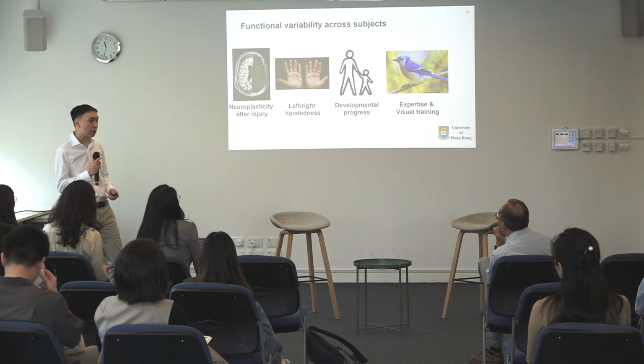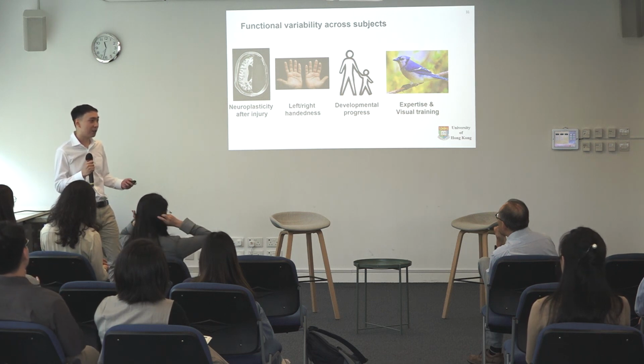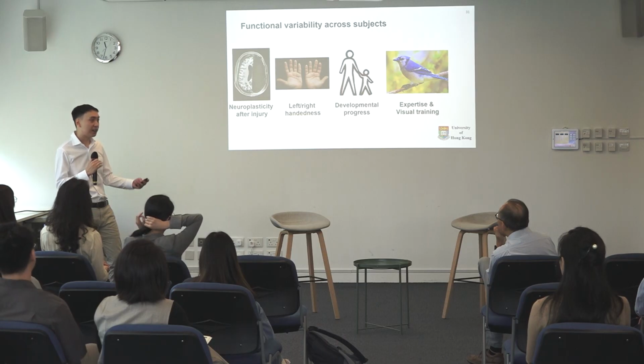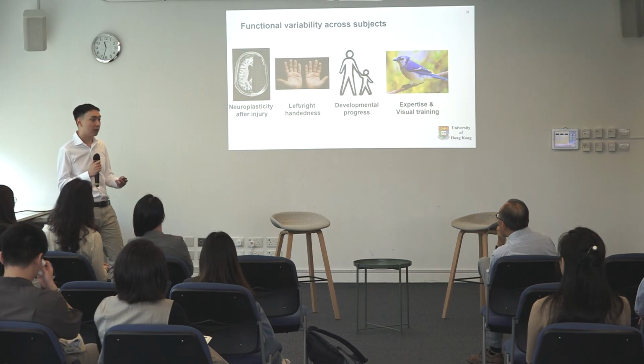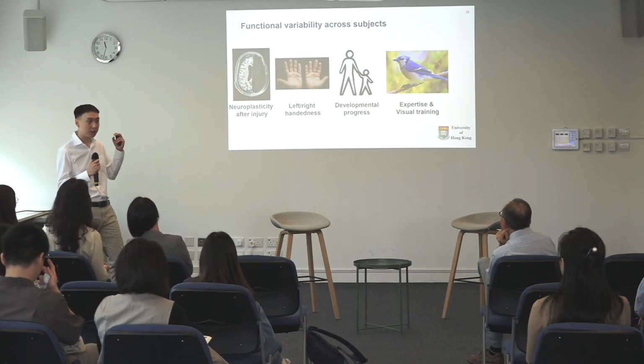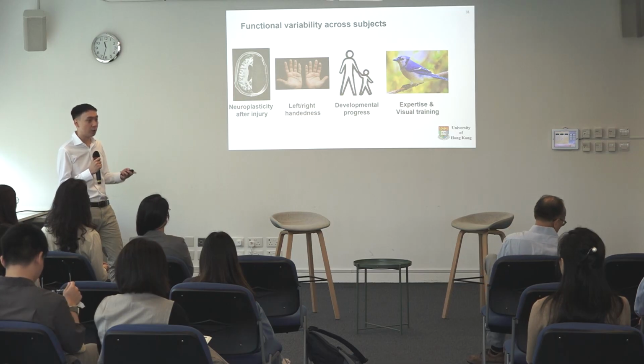However, this is actually quite tricky because every human is different. Some people are missing half the brain, although you can't tell. Some people are left-handed, right-handed. Young children are very different from adults, depending on how far you are in the developmental progress. For example, if you're a young child, maybe you don't have the word region developed yet, but when you're a teenager, you do have a word region.